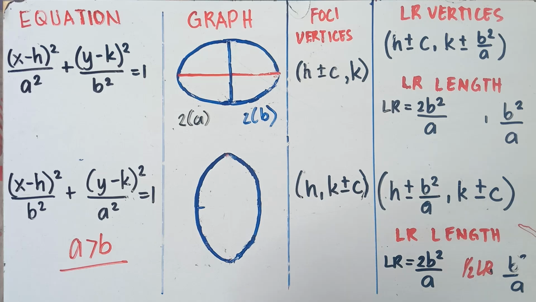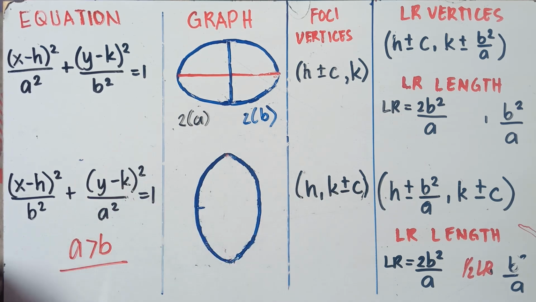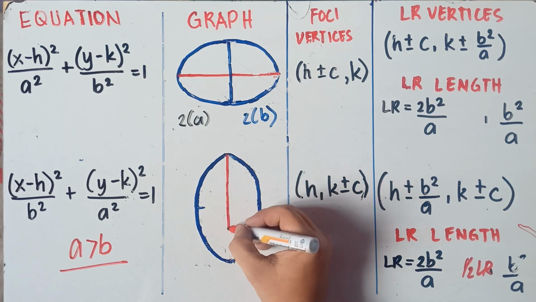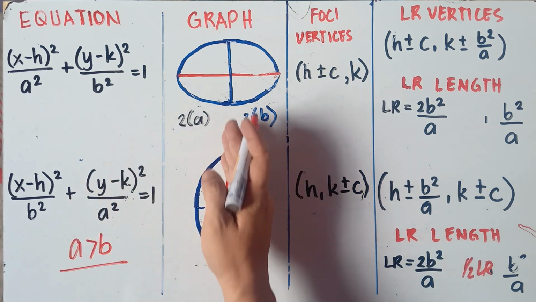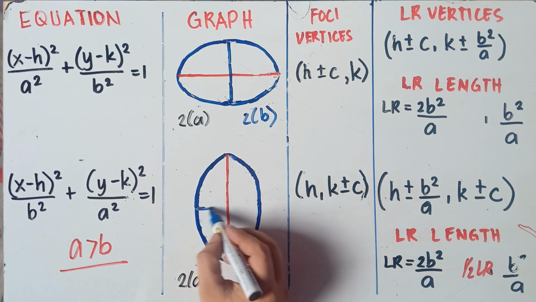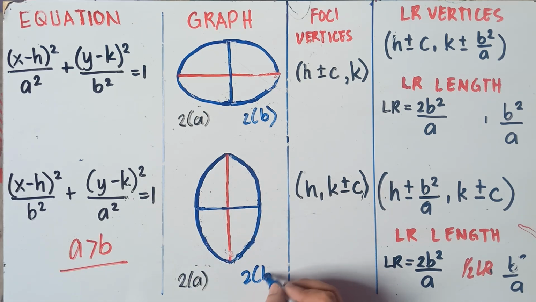Alright, now if your a is aligned on y squared, your longest diameter will be located on the y-axis, and this is what we call your major axis. To find the length of your major axis, same equation, class, that would be 2 times a. And this is your minor axis, class. To find the length of your minor axis, that would be 2 times b.